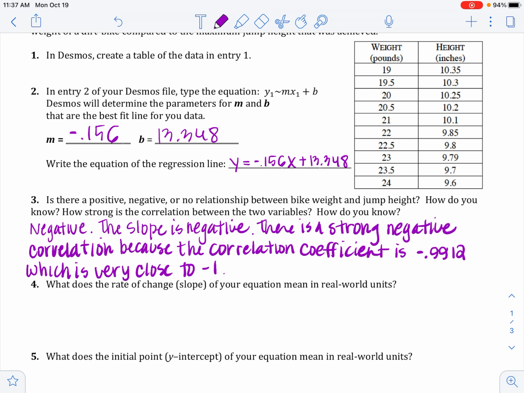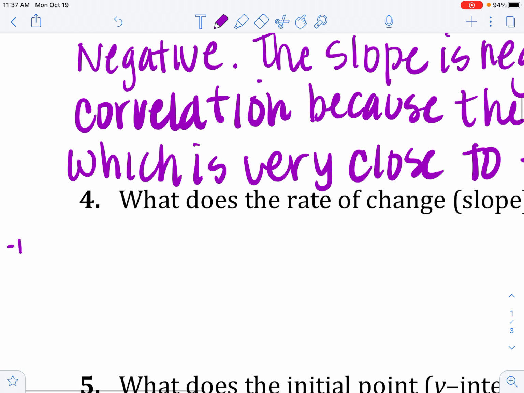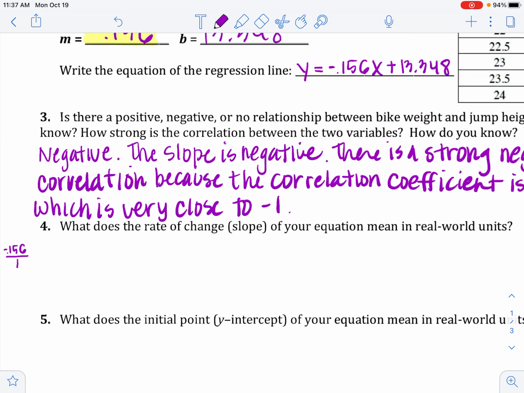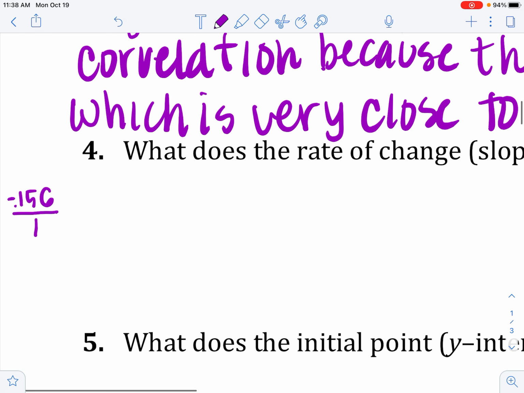Okay, the next one says, what does the rate of change, which is the slope, remember, of your equation mean in real world units? Okay, so let's go look back and see what that slope was. It was negative 0.156. So what I like to do is write down the slope. This is a nice little trick here. I like to write down the slope, negative 0.156. I like to always put it over 1 if it's not a fraction yet. Then I like to go look and see what y is. It's inches. X is pounds. So this is inches, and this is per pound.